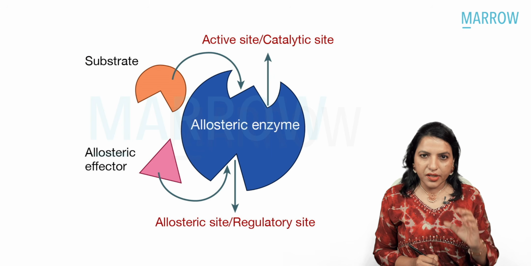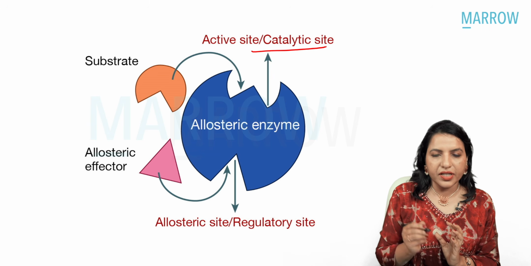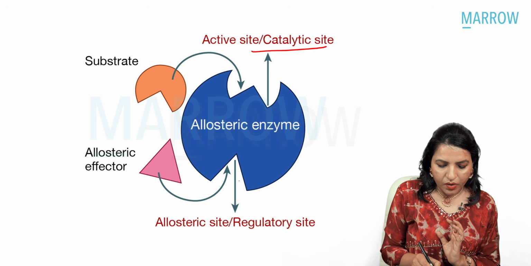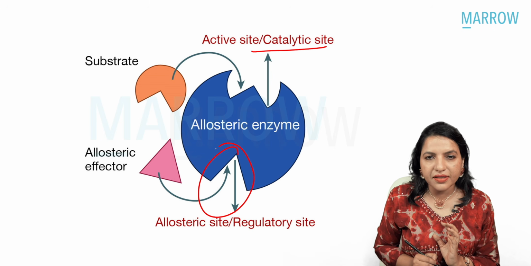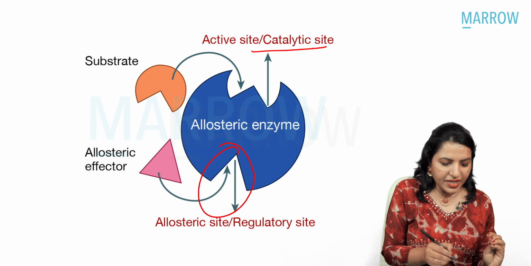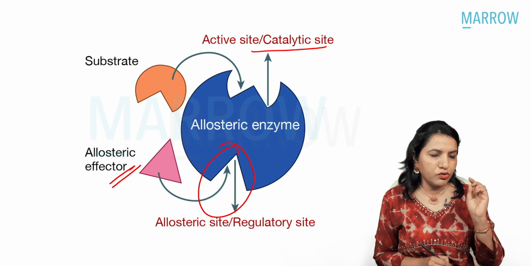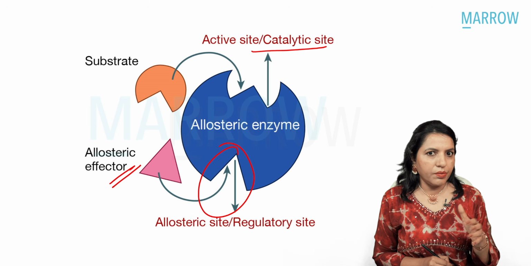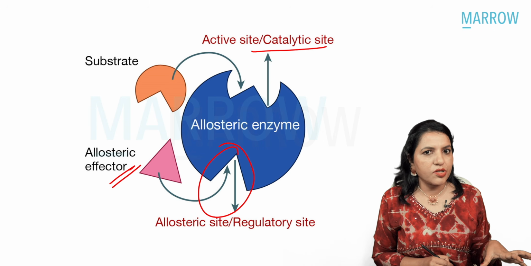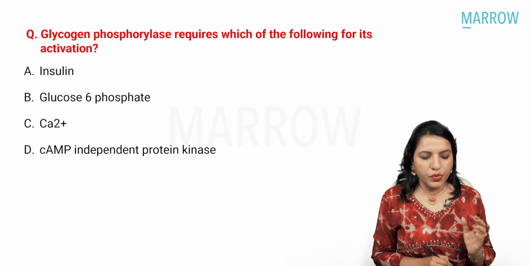Okay, this is a picture where it is clearly shown that the active site or the catalytic site is complementary to the substrate. Now, what is this other site called? This site is called the allosteric site. And who binds to the allosteric site? The allosteric effector, otherwise called the allosteric modifier. So this is the picture based on that question, that is, the active site and the substrate are complementary to each other. Now, going to the next question.